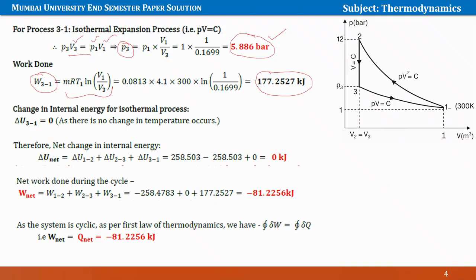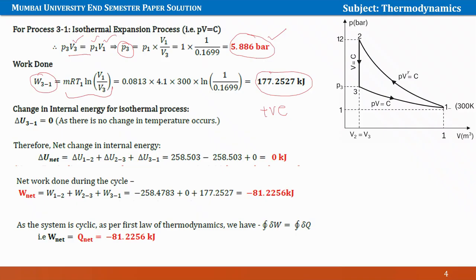Now here, look: in this process 3 to 1, the work done value is what? Positive. That means during the isothermal process the system is doing work; we are getting some work output from the system or the gas. In a compression process, work is done on the gas, but in process 3 to 1 we are getting some output from the gas. That's why it is positive here.